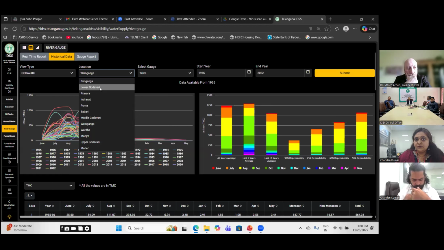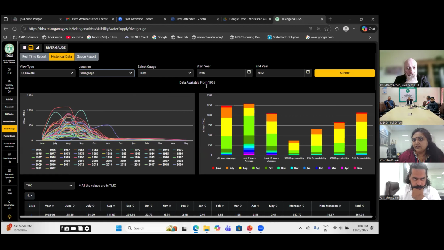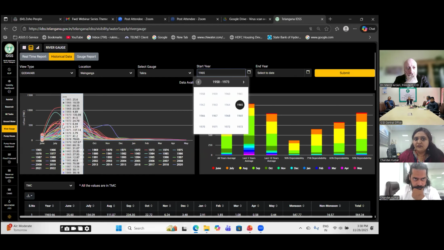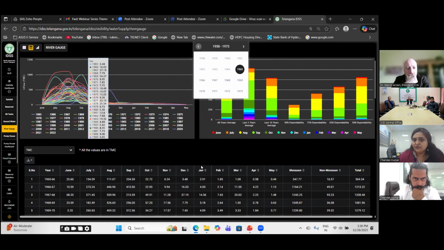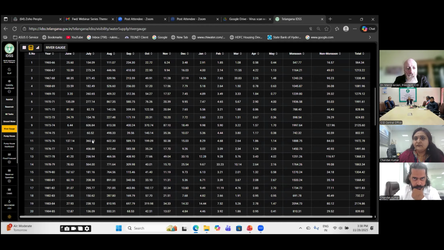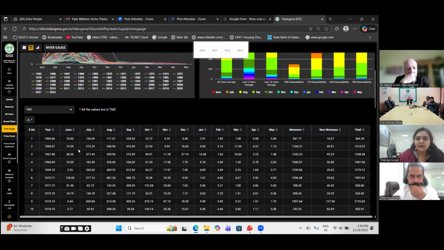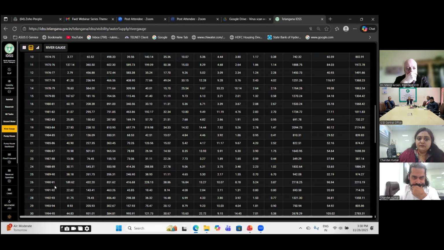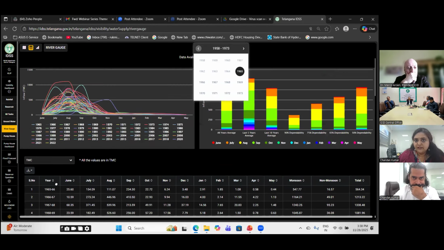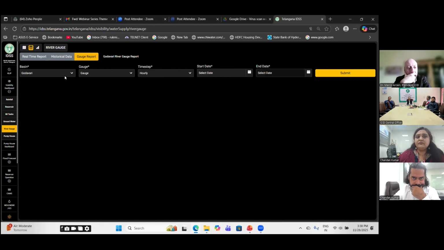If we are taking the Godavari, the location of that river gauge, the name of the gauge, and the starting to ending year, I have taken a little more. So that's the reason why you're able to see all the information here. Not only that, we also have this Excel sheet where, based on the demand, we have to put in the information which is needed. So this is also there, and we also give the gauge report.